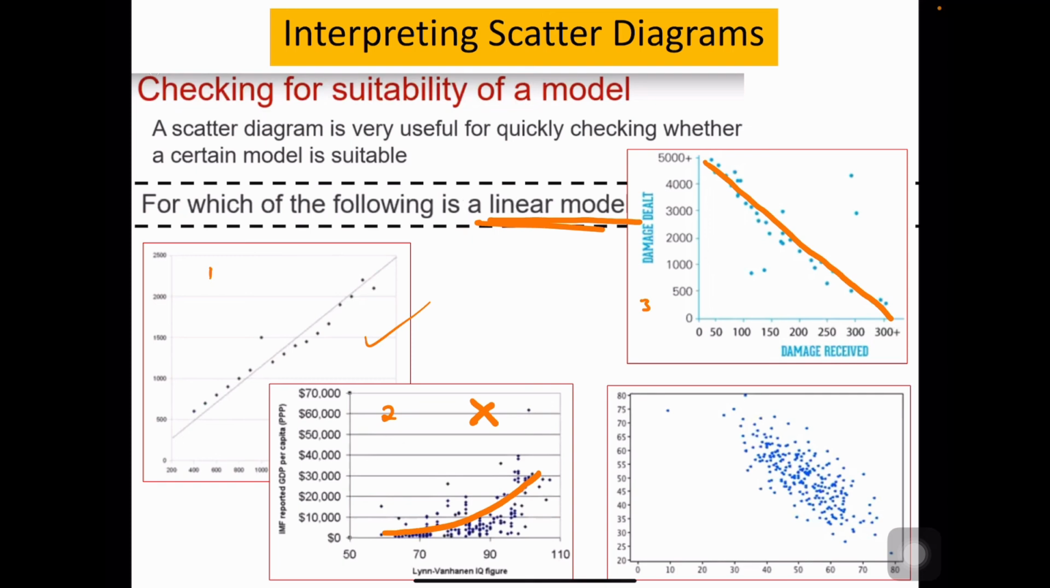For the fourth one, this one's probably the trickiest. You might look at that and think, how do you draw a line through that? There's a lot of data, and it's arranged in an oval shape. However, the pattern is all going in the same direction, which is a negative correlation. And so I would say a linear model is also suitable for the last one as well.